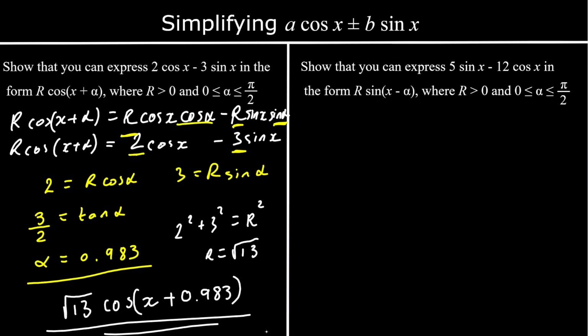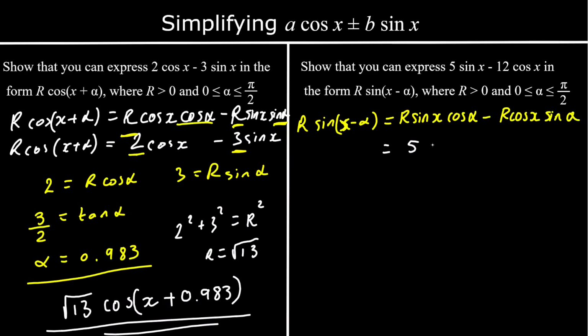One for you to try. Give it a go. So this time we've got r sine x minus alpha. So it's sine a minus b. So our sine a minus b is sine a cos b minus cos a sine b. So again, we're going to compare 5 sine x minus 12 cos x.